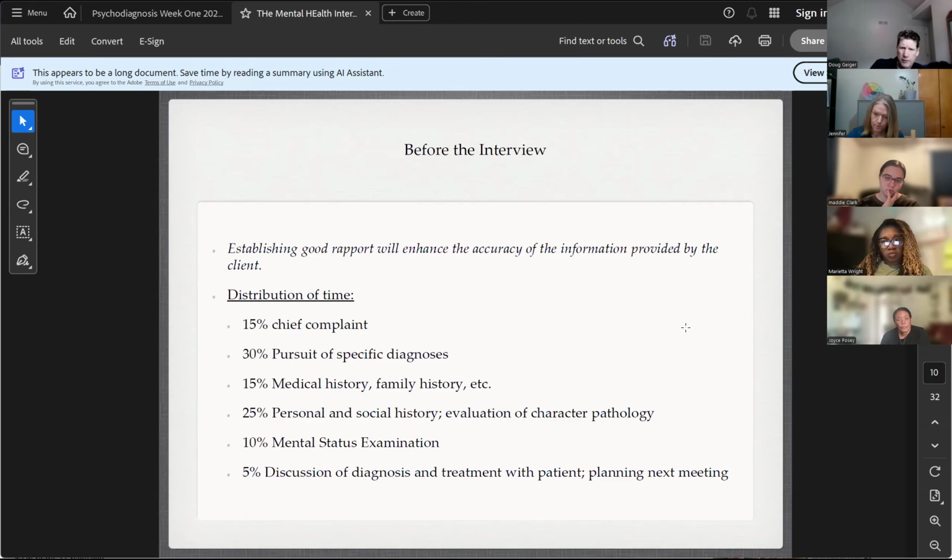Okay. So before the interviewing starts, establish that good rapport, that therapeutic alliance, which enhances the accuracy of the information they're providing to you. Okay. So the distribution of time: 50% to the chief complaint, 30% pursuit of your specific diagnosis, 50% medical history. This is your interviewing. 25% to your personal and social history, 10% to the MSE, the mental status examination, and 5% discussion of diagnosis and treatment with the patient. And that should be done after you've done all of those things and you've come up with a diagnosis.